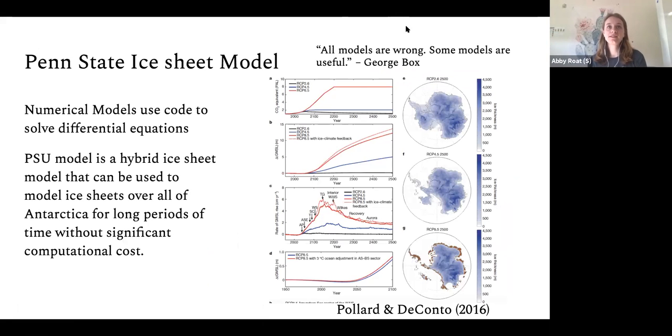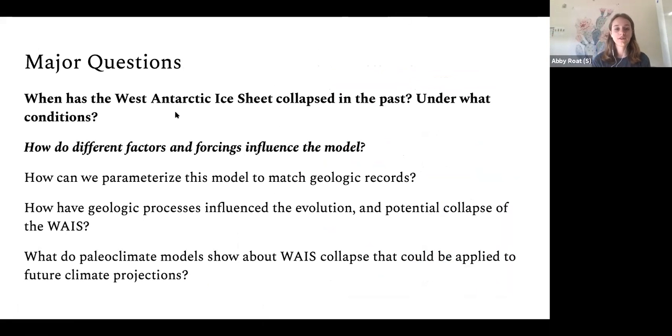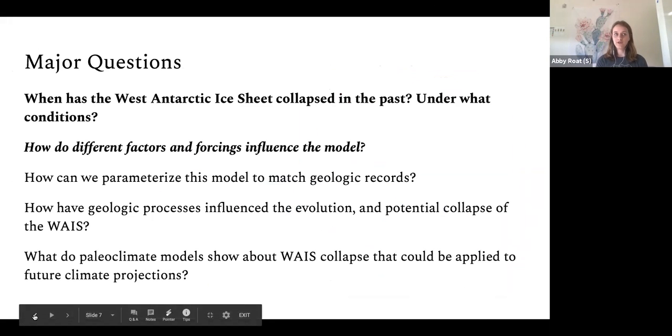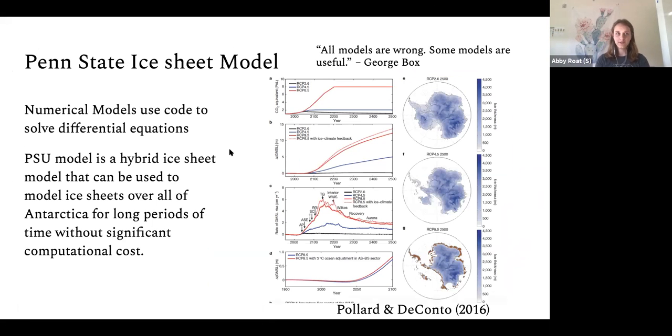So we used the Penn State ice sheet model for our model experiments. Numerical models like the Penn State ice sheet model use code to essentially solve differential equations, in the simplest of terms. They're useful because they can be used to examine the sensitivity of a system to elements that are difficult to measure in the real world, or examine the strength of feedbacks. They also can fill in gaps between data points. Obviously, when people go to Antarctica, they're not able to go to every single point of the West Antarctic ice sheet because it's difficult to access, and that would also be a lot of time and money. So models can fill in the stuff that you can't visit.